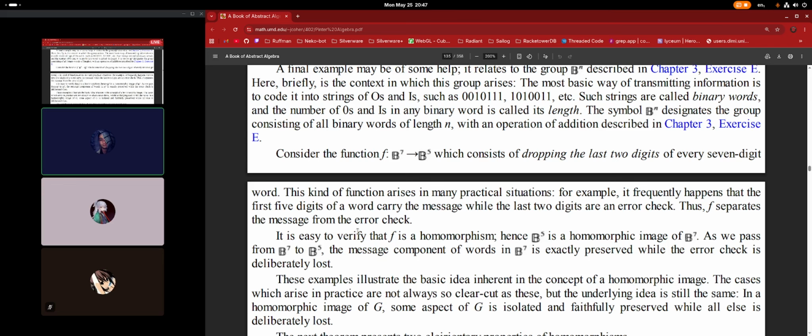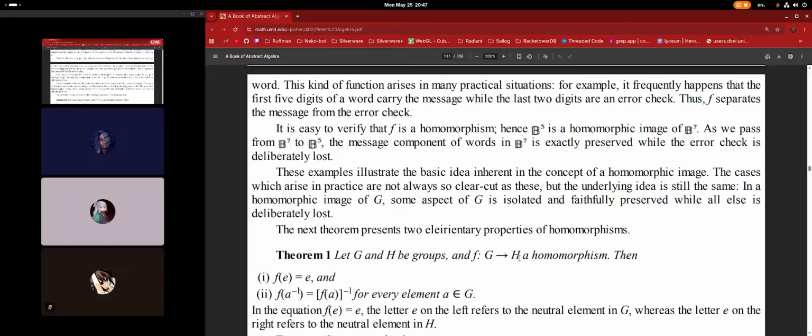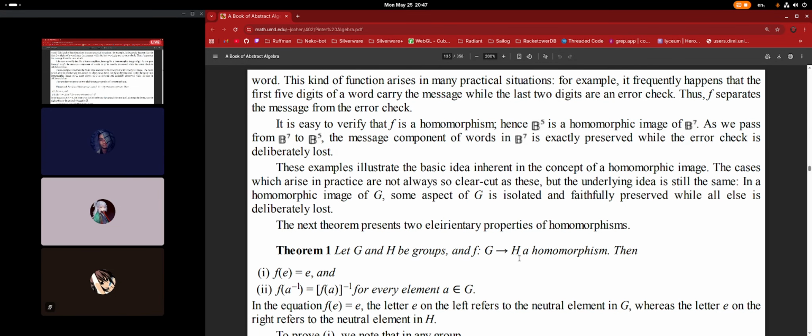It is easy to verify that f is a homomorphism, since B5, which is the version without the two digits, is a homomorphic image of B7. As we pass from one to the other, the message component of words in B7 is exactly preserved, while the error check is deliberately lost. Yeah, this is basically a bit shift, right? Yeah, this is a shift to the right.